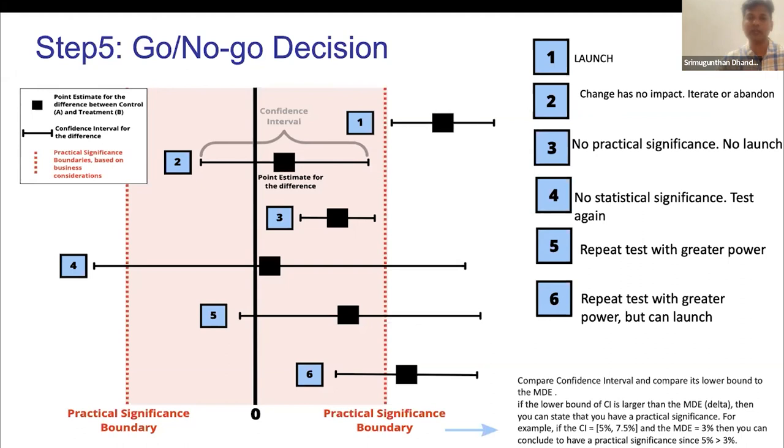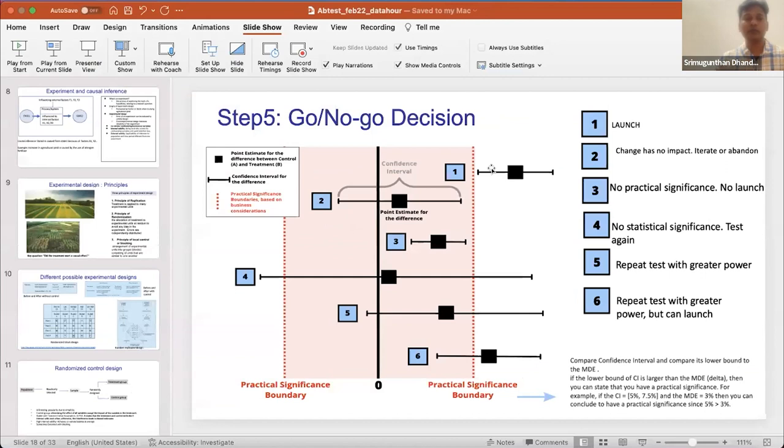But the basic thing is that you should have good statistical significance and practical significance. Practical significance is that whatever the minimum detectable effect that you want, you are able to see. If you are able to get both, then you can go ahead with the launch. So we'll just see an example to go through these steps.